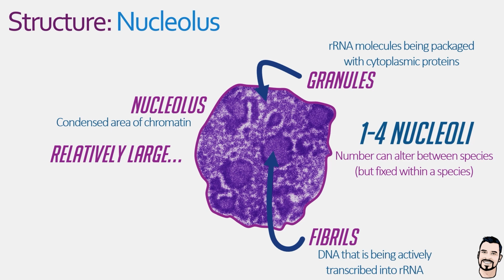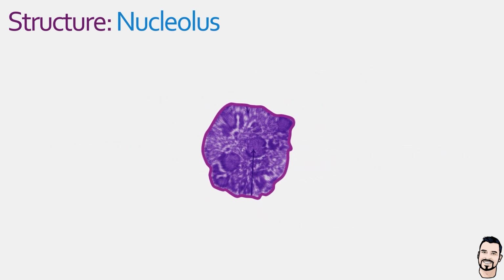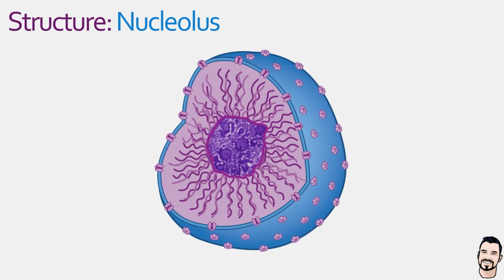Now, the nucleolus isn't a fixed structure. During cell division, the nucleolus actually disappears, and this happens as chromatin condenses into chromosomes and the cell temporarily pauses ribosome production. Then, once division is complete, the nucleolus reforms in each new daughter nucleus, ready to start the process all over again. And those are the main structures of the nucleus.